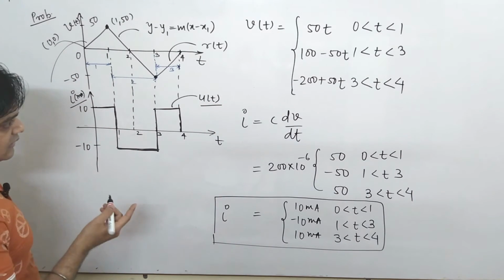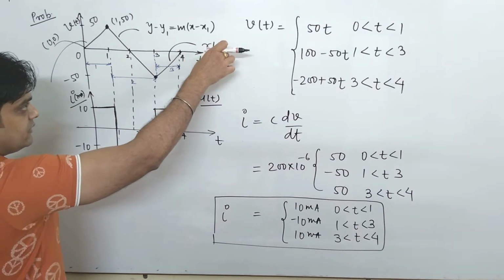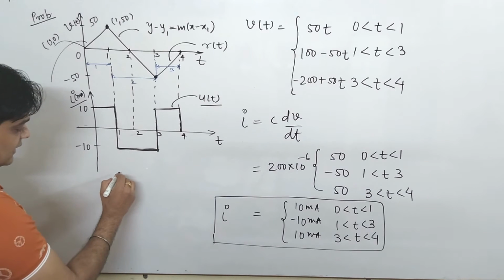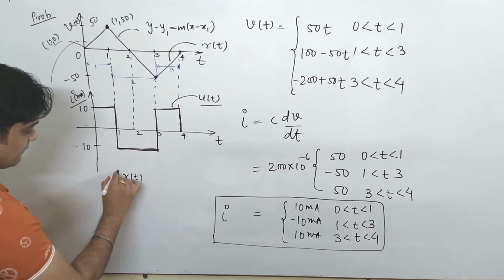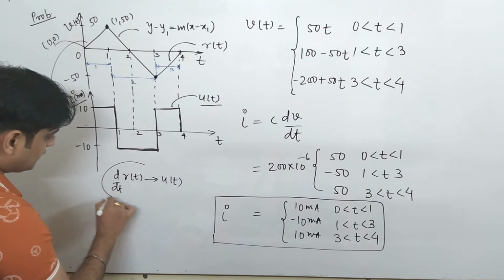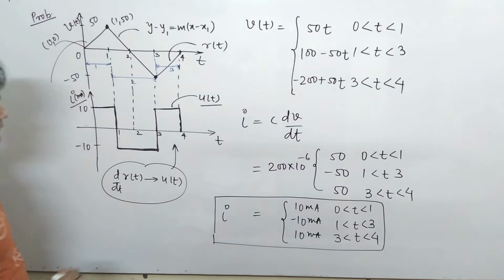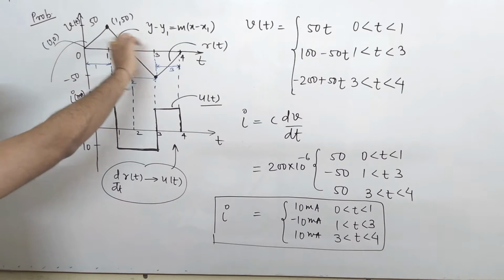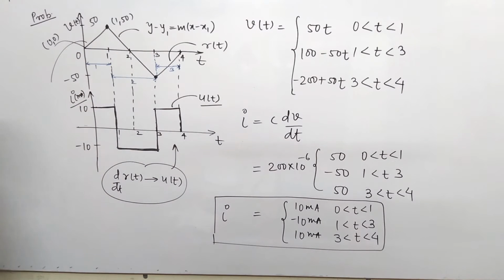So what is actually going on is that the differential of this ramp comes to be your unit step signal. So when you differentiate a ramp signal, you get a unit step signal. So we have finally redrawn this waveform. This is the method to understand it: when this voltage is applied, this is your current.